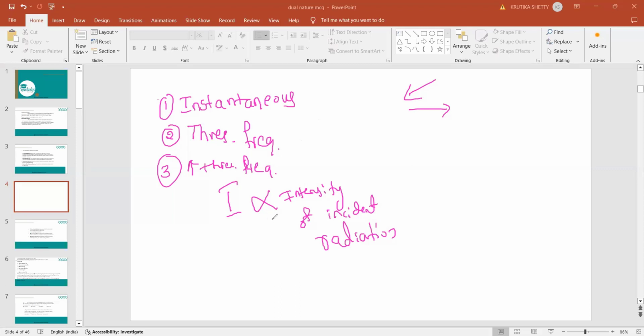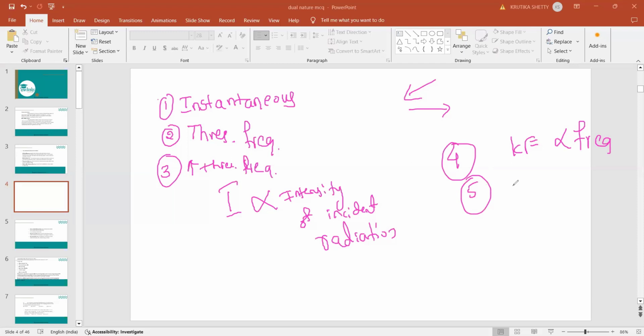The fourth point, again: above the threshold frequency, the maximum kinetic energy of the photoelectrons is directly proportional to the frequency of the incident radiation.